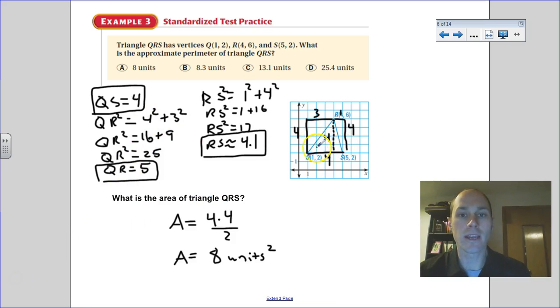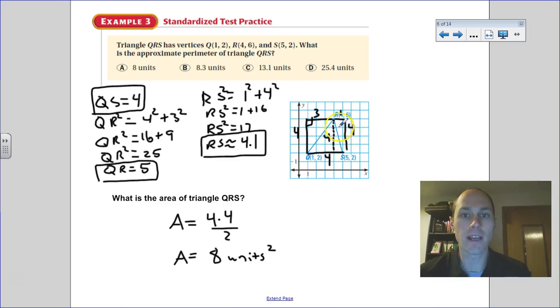So to find the perimeter, I had to find the lengths of each of the sides. QS was easy because it's just a horizontal length of 4. QR, I had to use the Pythagorean theorem. So up 4 over 3. 4 squared plus 3 squared is 25. The square root of that is 5, so QR is 5.